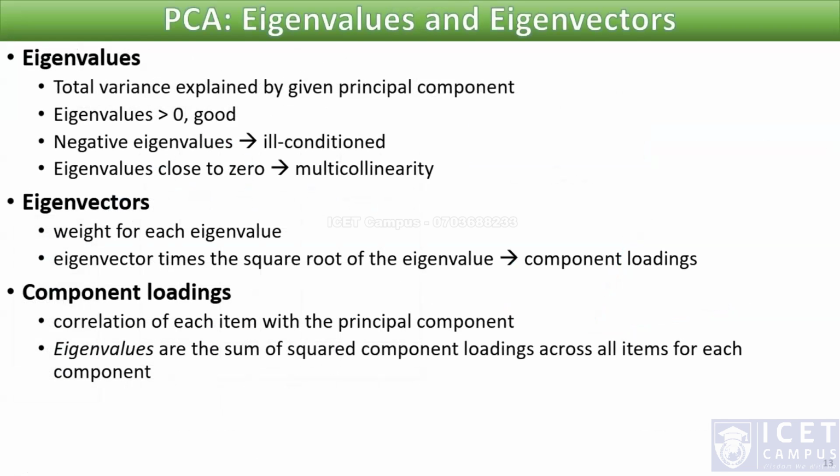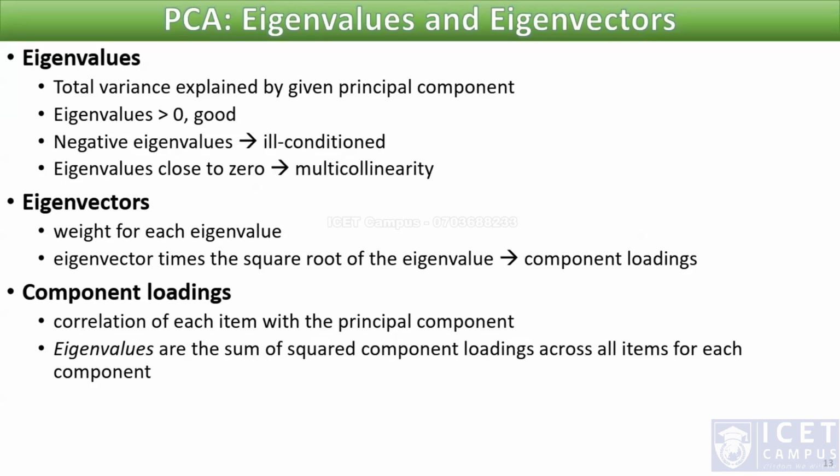Eigenvalues and eigenvectors. Eigenvalues show the total variance explained by a given principal component. Eigenvalues greater than zero are good, and negative eigenvalues indicate an ill-conditioned matrix. Eigenvalues close to zero indicate multicollinearity.